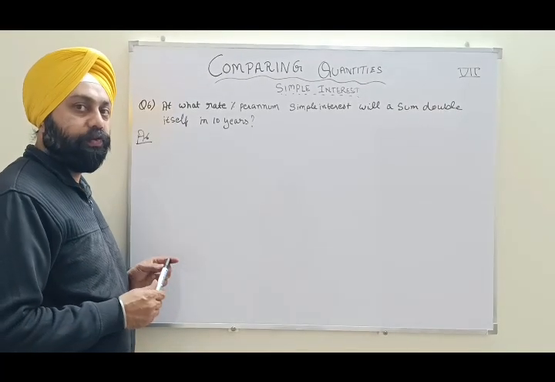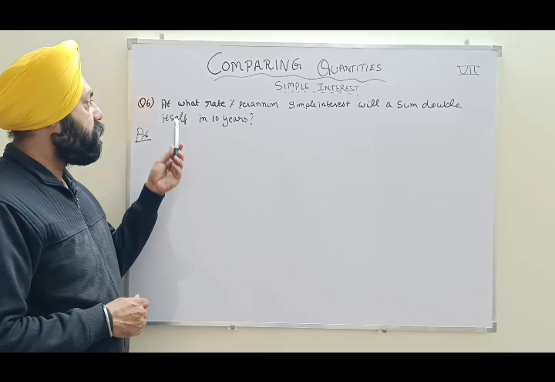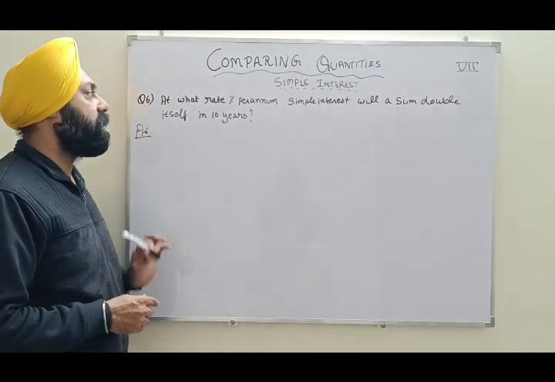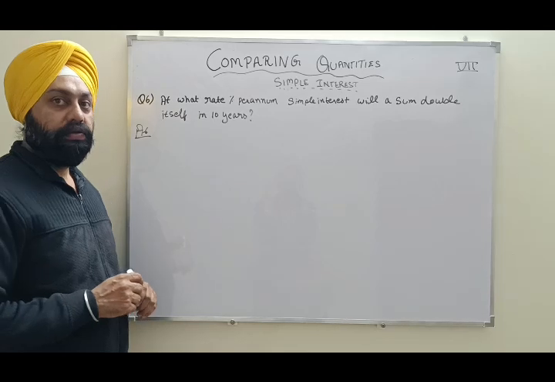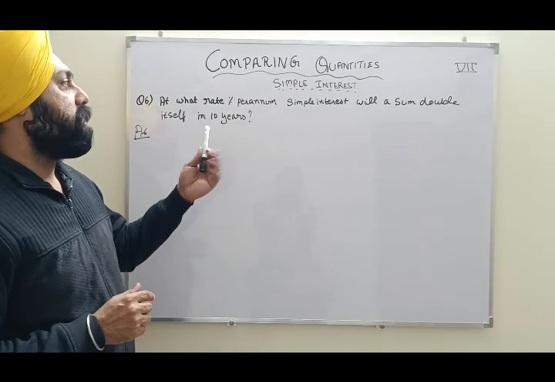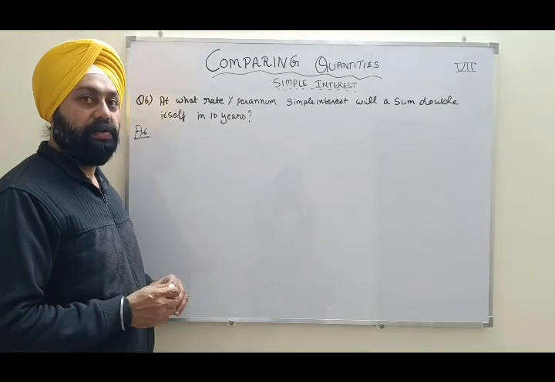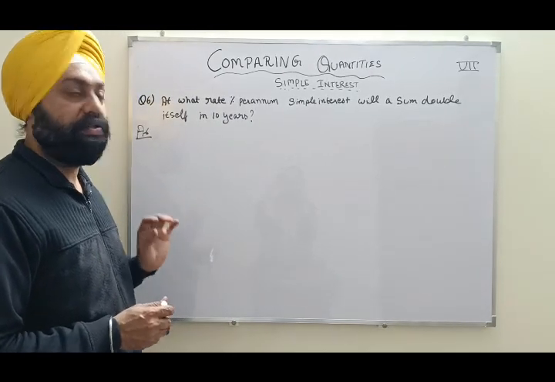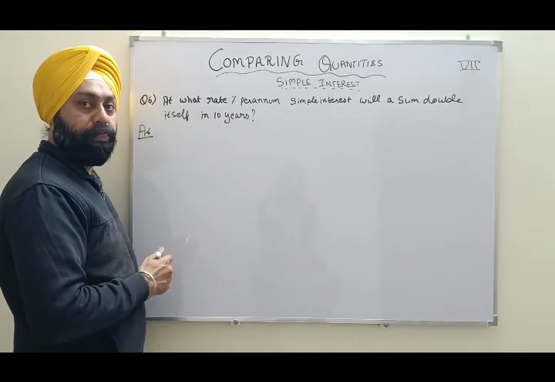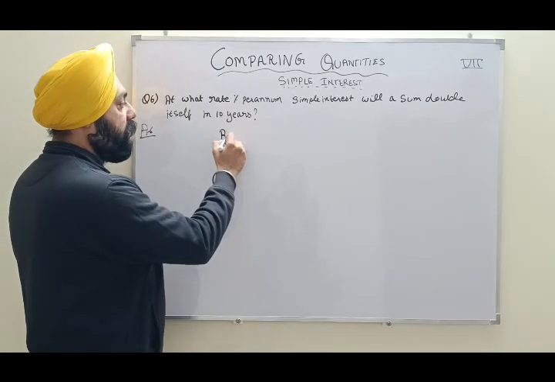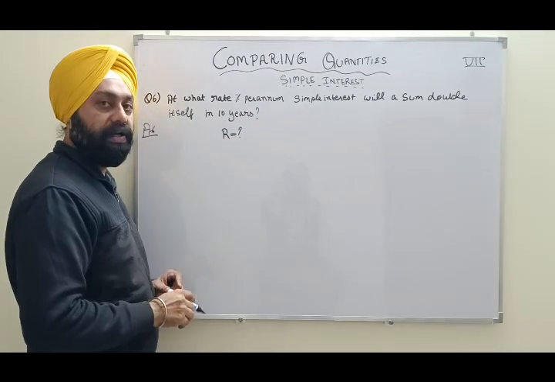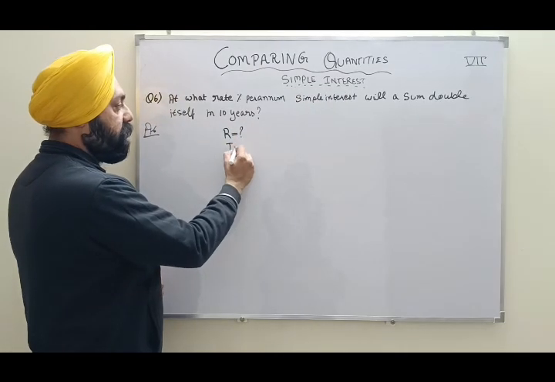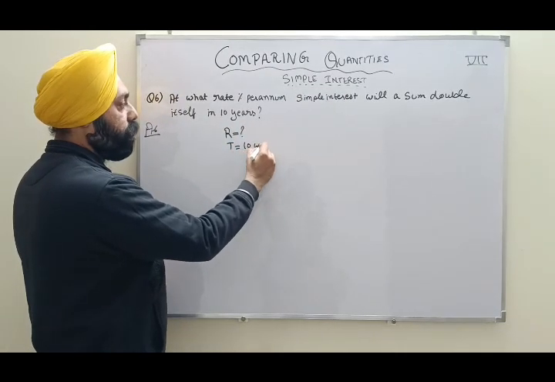So another interesting question we have is, at what rate per annum simple interest will a sum double itself in 10 years? Now most of the students will get confused, sir, sum is not given, amount is not given, so how can we do this question? This is a very simple question, you just have to understand the concept. So at what rate percent? It means you have to find the rate, so you can write rate is equal to question mark. Sum doubles itself in 10 years. So what we can see here is that time is 10 years.